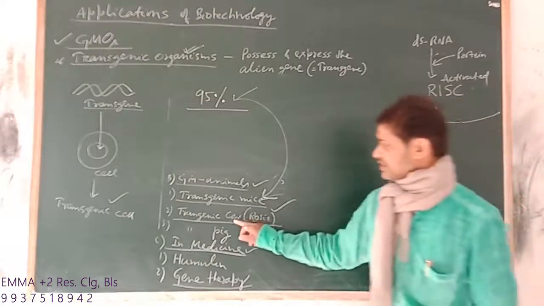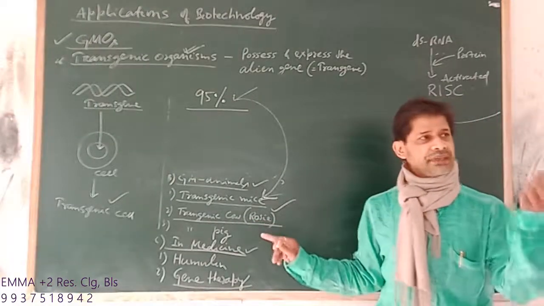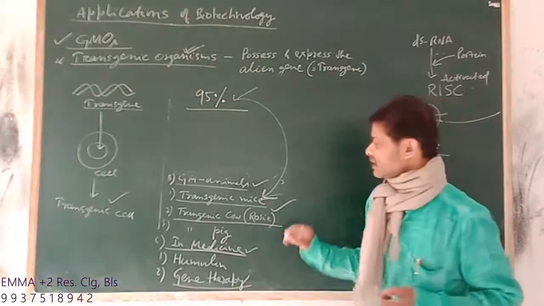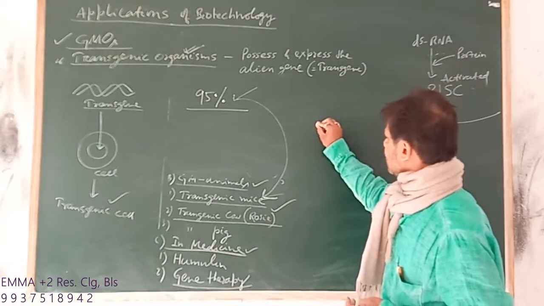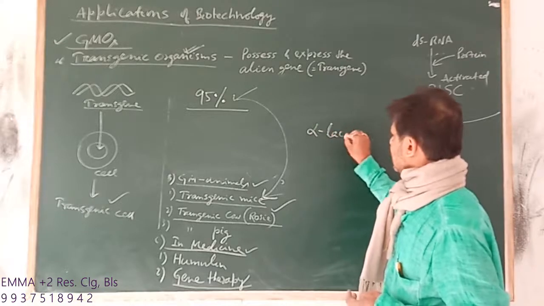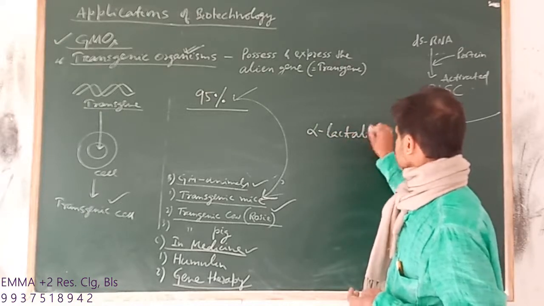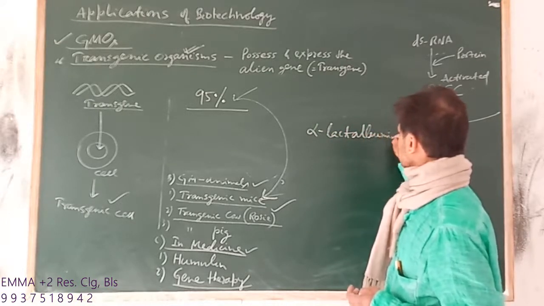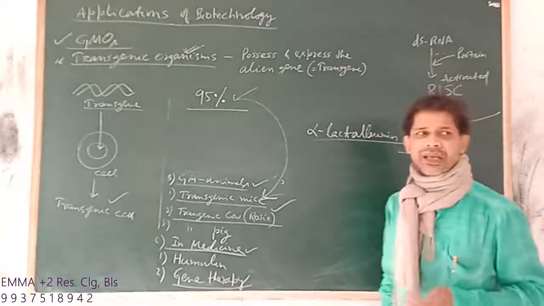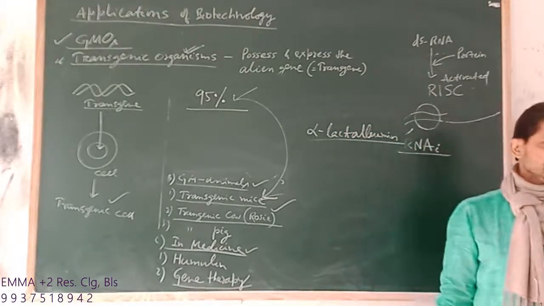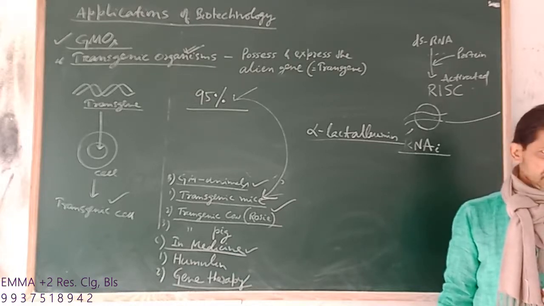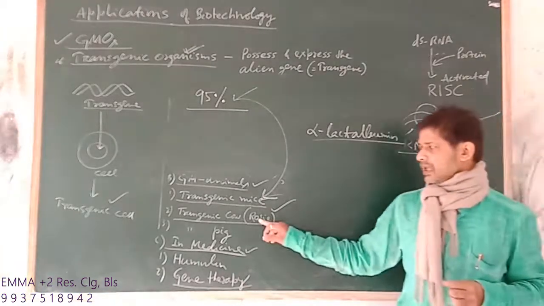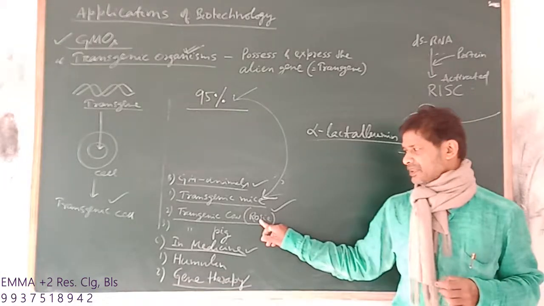So this transgenic cow has a transgene. That transgene can produce alpha lactalbumin. Alpha lactalbumin. So one more question. Name the transgene that is present in Rosie.